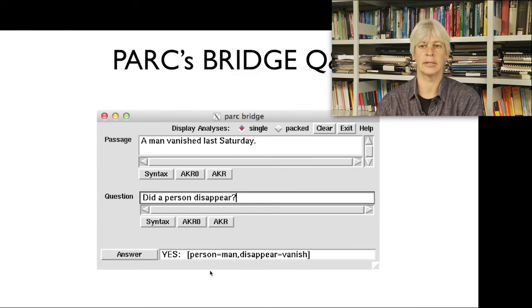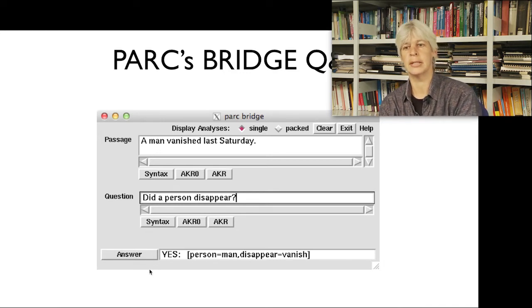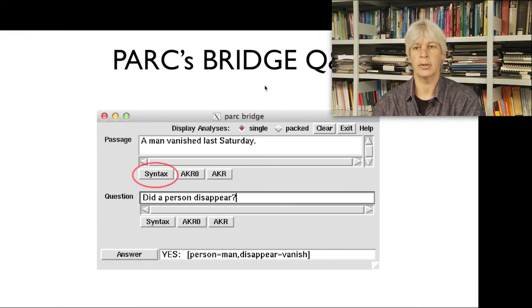So the way the demo works is you type it in here, you type it in there, and then you press answer, and you get your answer almost instantaneously. In this case, the answer is yes. I find the system quite impressive because it has actually done a lot of work in the time that it gives you the answer, which is instantaneous. What it has done, so let's have a look.